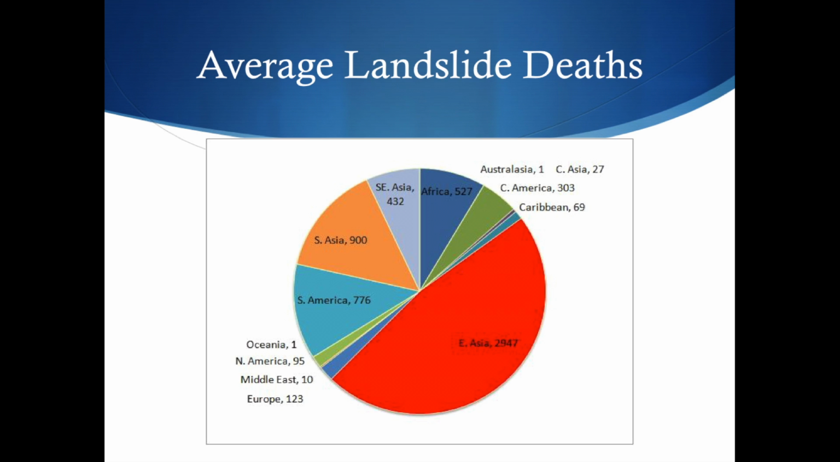Average landslide deaths. An average of between 25 and 50 people are killed by landslides each year in the United States. The worldwide death toll per year due to landslides is in the thousands. Most landslide fatalities are from rockfall, debris flows, or volcanoes' debris flows.